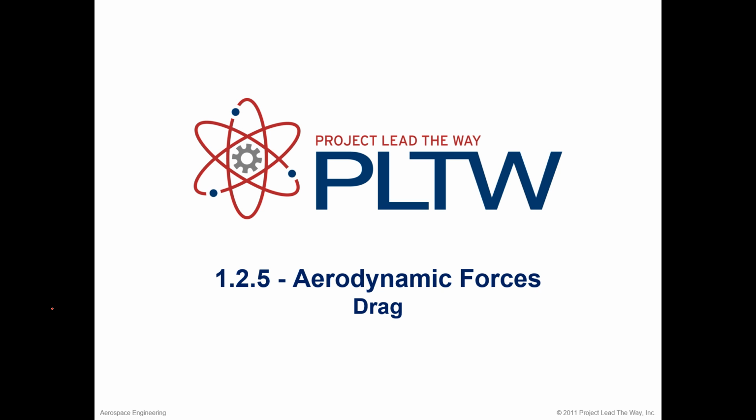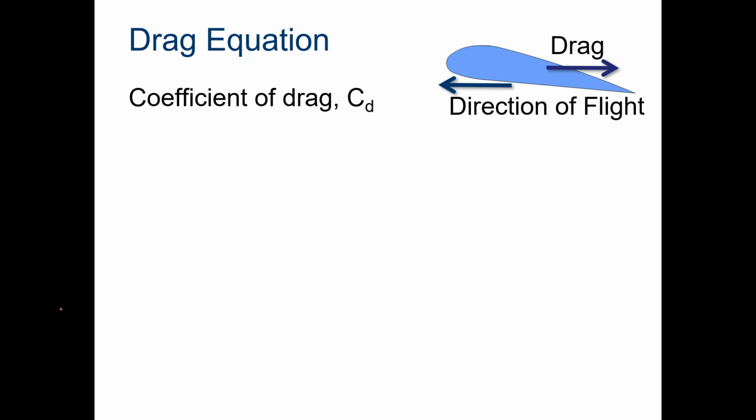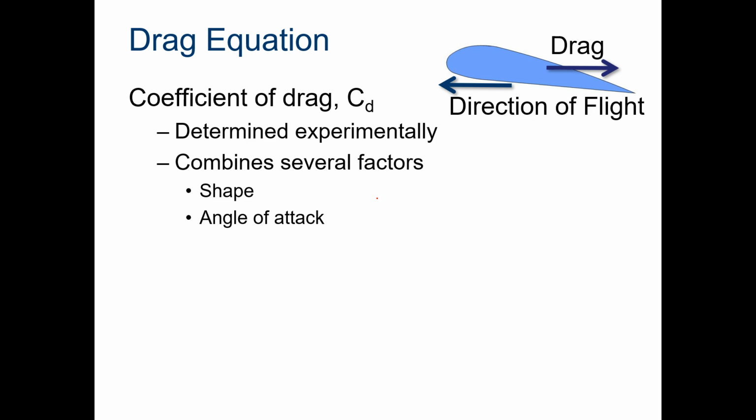This video is activity 1.2.5 for aerospace engineering, aerodynamic forces, talking about drag. So the drag equation, C sub D would be how we would label or talk about our coefficient of drag. If we have a wing going through the air, we're going to have some air sticking to that wing and creating drag. Again, this is determined experimentally, and there are other factors that come into play, such as the shape and the angle of attack, just like the coefficient of lift.